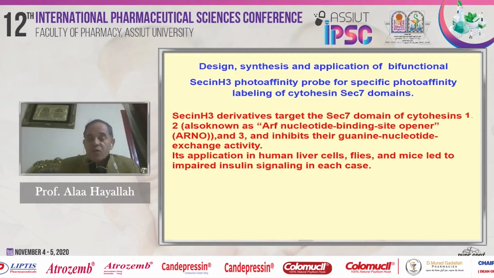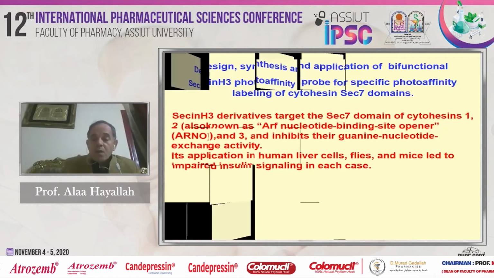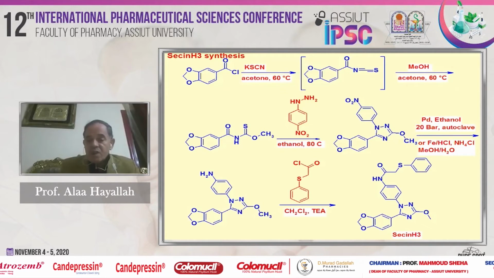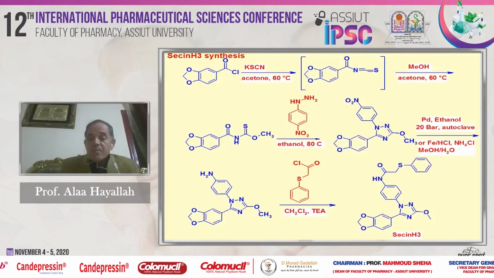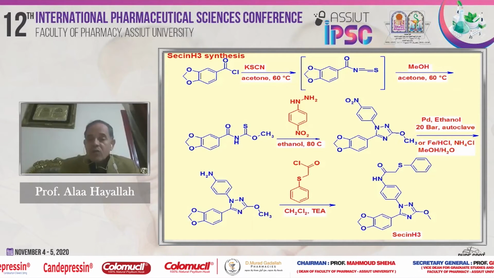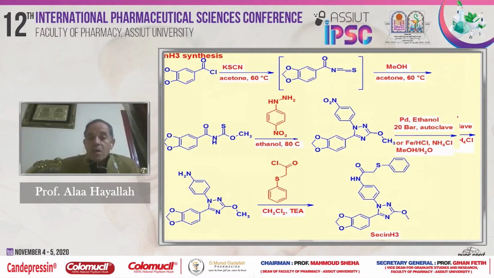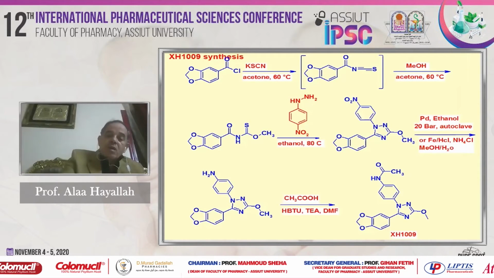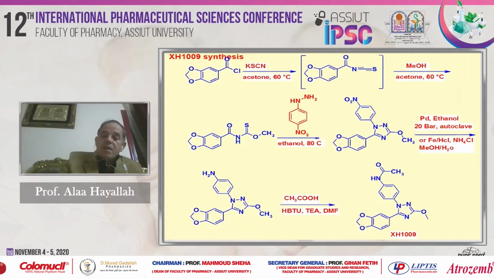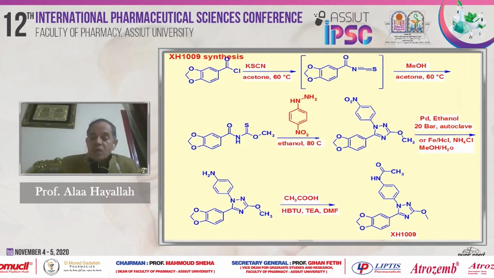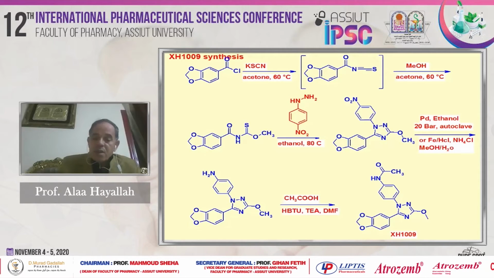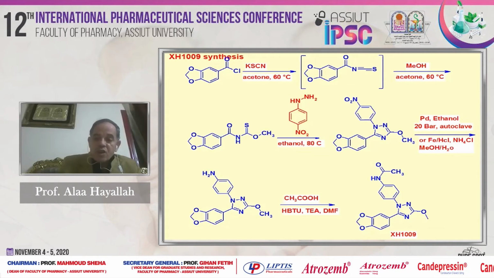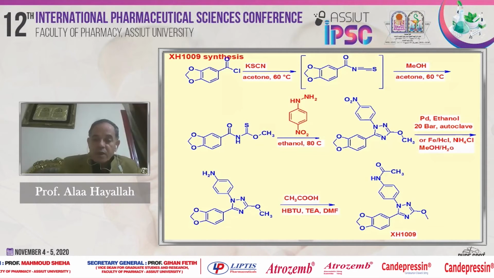And our main target in this second project, or the first biologically applicable project from these derivatives, is the bifunctional CSNH3 photoaffinity probe. So we synthesized CSNH3 as a standard compound to compare other derivatives with, but we are looking for a photolabeling moiety. So we synthesized XH1009, as we discussed before, replacing the phenylthio moiety by an acyl group, and this compound actually was not much active compared to CSNH3. We prepared it for comparison actually.